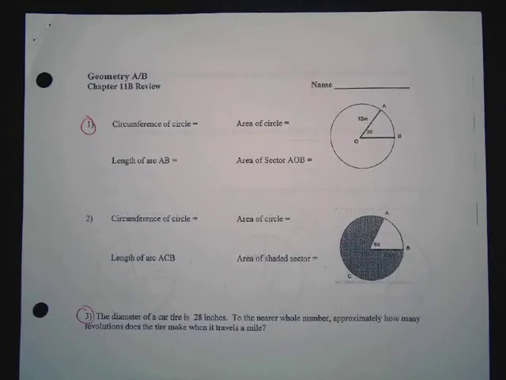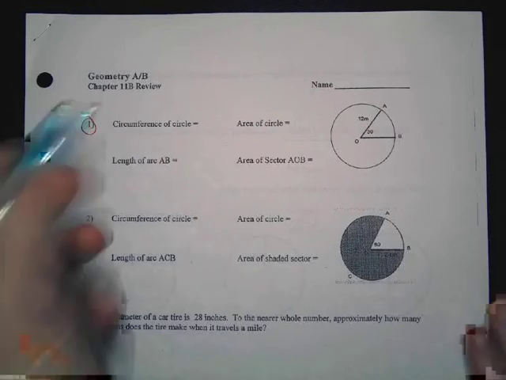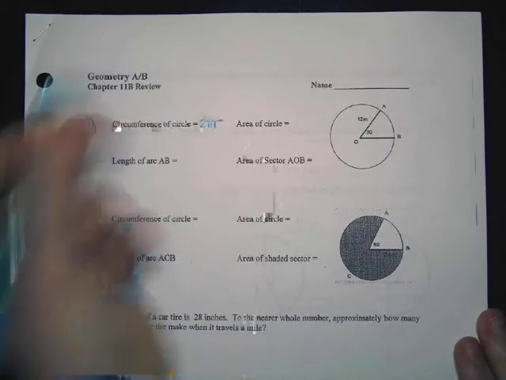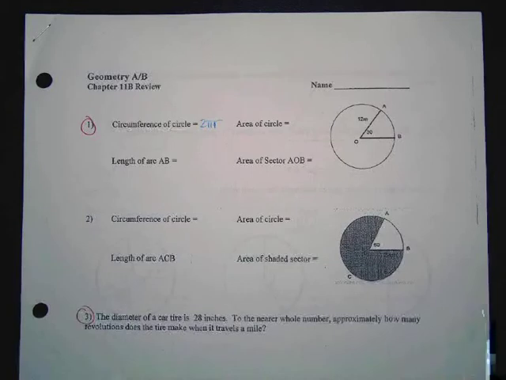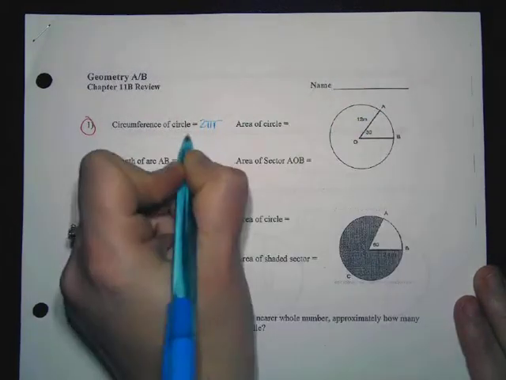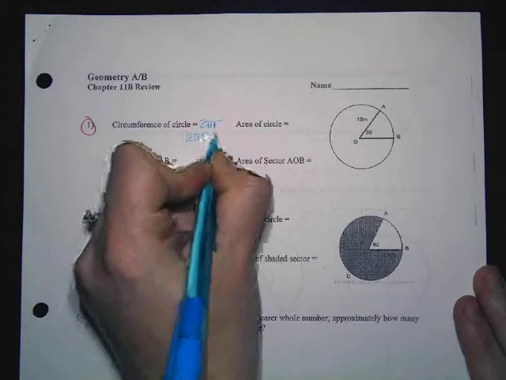All right, you guys, we're going to do the odds of Chapter 11b review. We are going to find first the circumference of the circle. Circumference is 2 pi r, and we're going to leave our answers in exact form, which means our answers are going to have pi at the end, so like 4.5 pi, 3 pi, 9 pi, something like that. Circumference, if the radius is 12, would be 2 pi times 12.